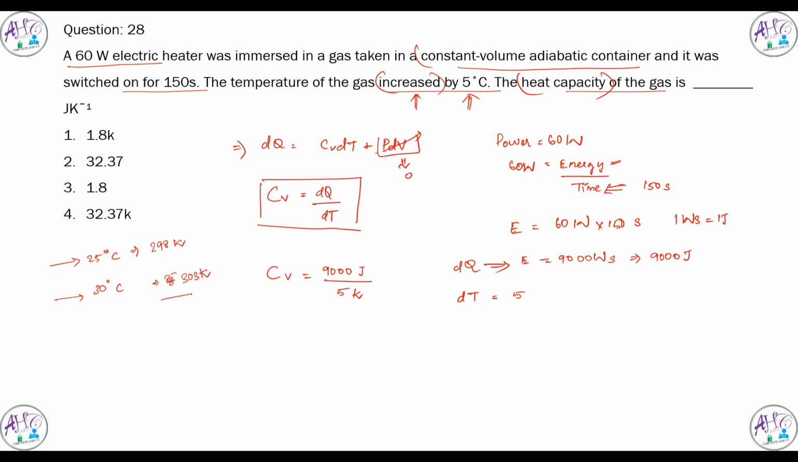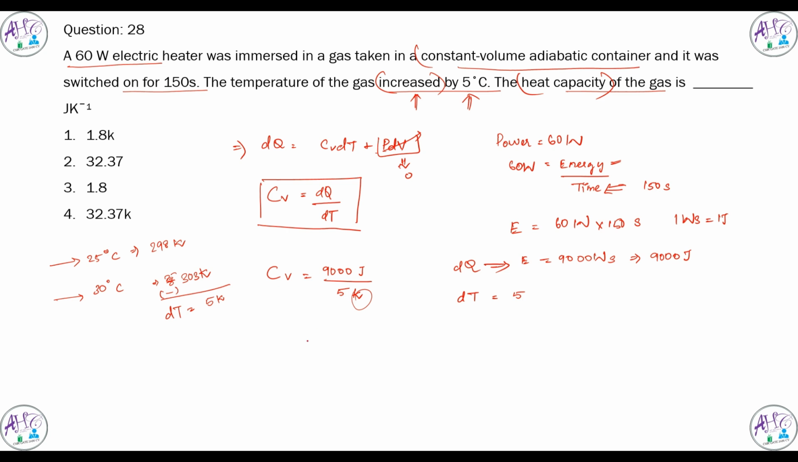So now, if you subtract, you are going to get the change in temperature as 5 Kelvin. So your change in temperature is going to be 5 Kelvin. That's why I put Kelvin here. I don't mention degree Celsius. Okay, this is really important.